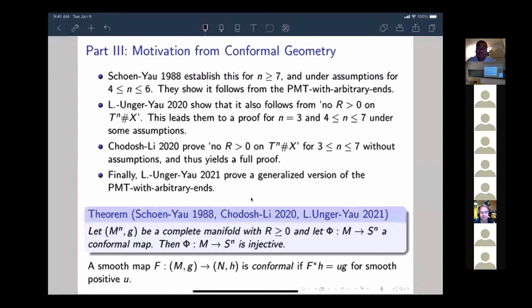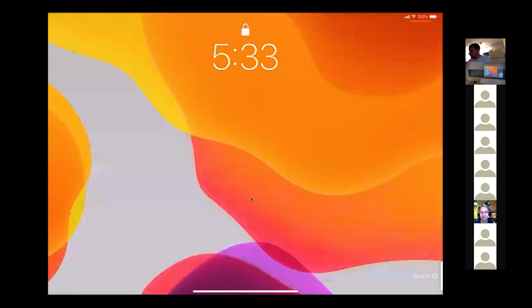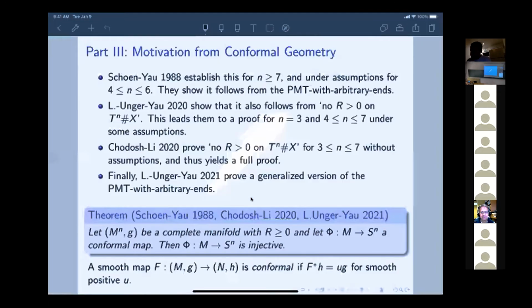And then Chodosh-Li actually, in a beautiful paper, which also shows that you have PSC metrics on closed aspherical spaces, which was, of course, generalized recently in the talk that Chow was giving. But anyway, in that first paper of theirs, they show this theorem without assumptions between 4 and 7, and thus yield the first full proof of what you could call the Liouville theorem.